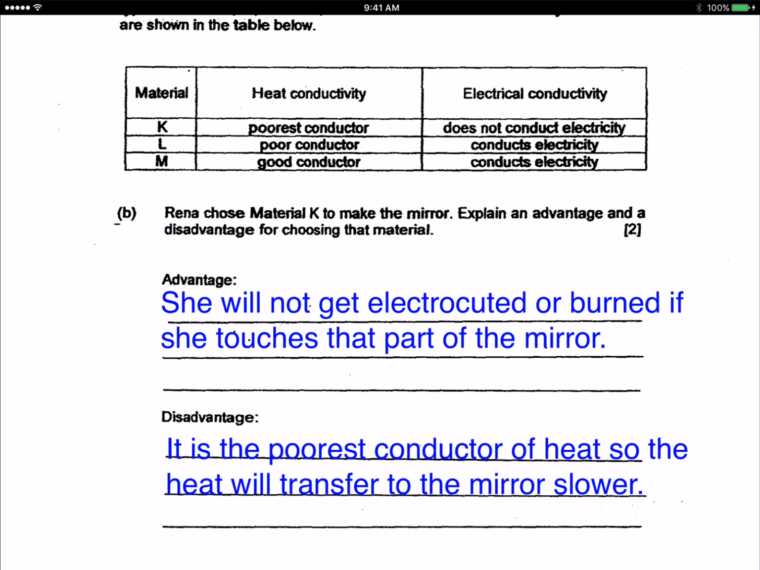Arena chose material K to make the mirror. What's the advantage and the disadvantage for choosing that material? Now, K is the poorest conductor of heat and does not conduct electricity. So the good thing, of course, is she will not get electrocuted or burned when she comes out of the mirror.